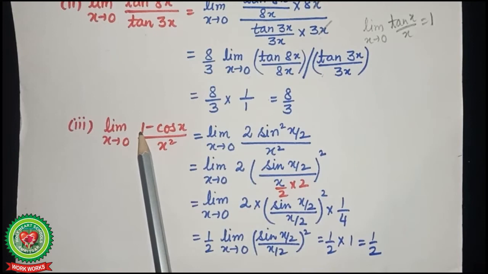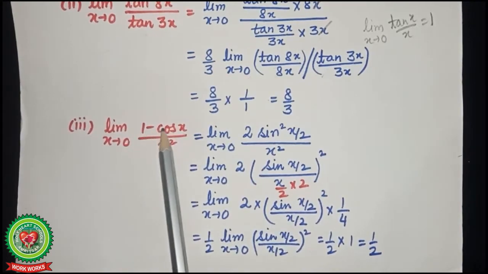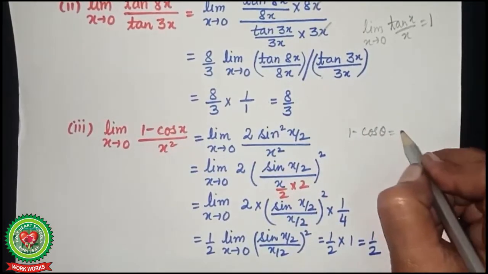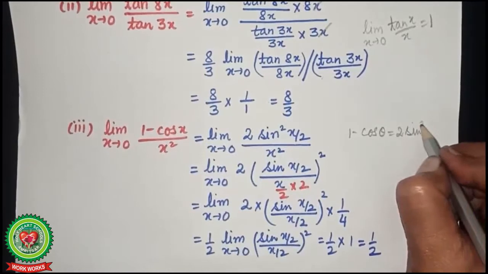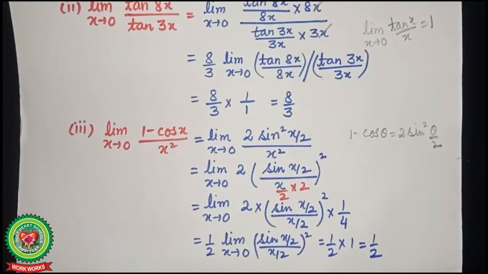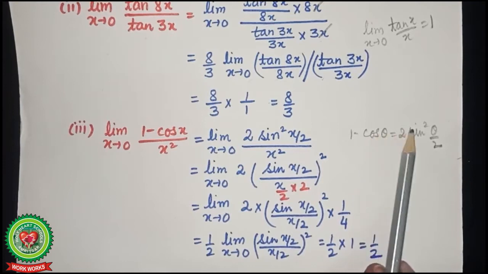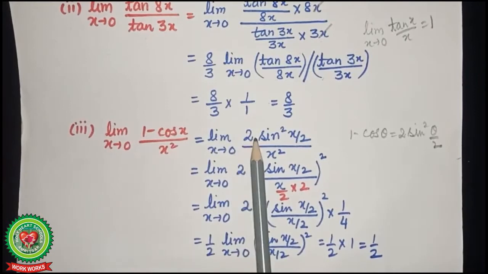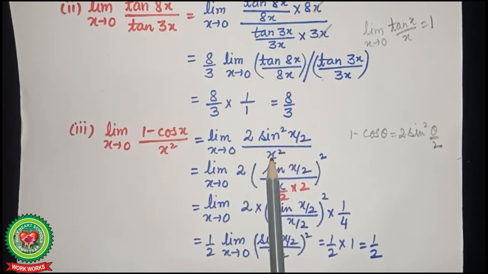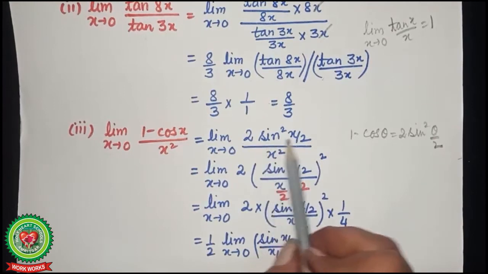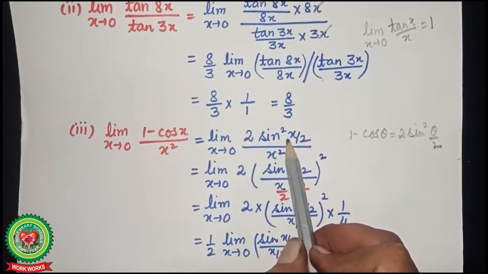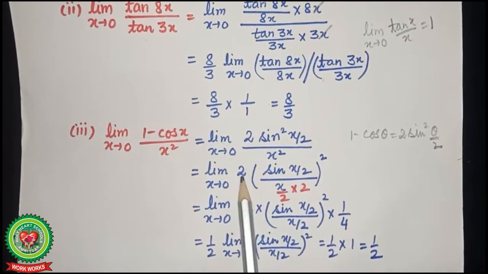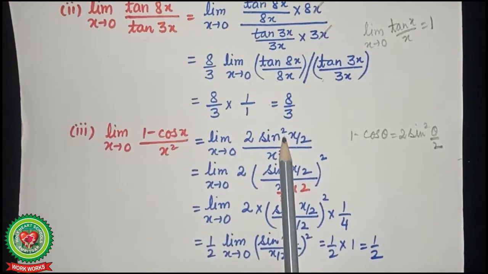You can remember the formula from trigonometry, that is, 1 minus cos theta is equal to 2 sine square theta by 2. Again, the 1 minus cos function changes into sine. So here the limit as x approaches 0 of 2 sine square x by 2 upon x square. Again, the sine function is there, so we will make the denominator with the same angle. Now it can be written as 2 multiplied by, square is there in the numerator and denominator.